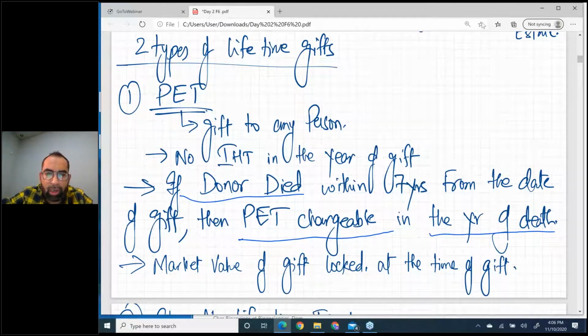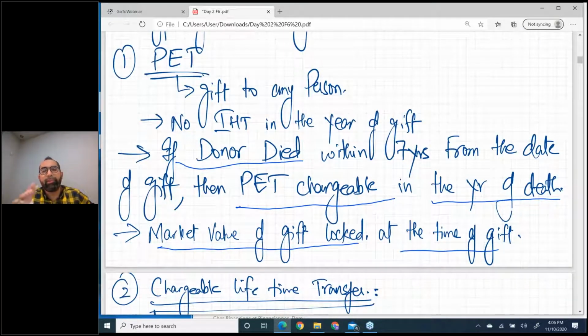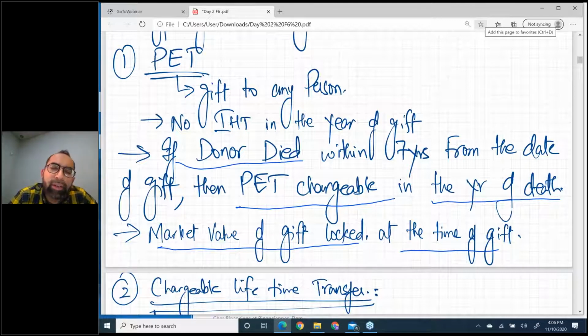Okay. Now, one very important concept: market value of gift. Market value of gift is locked at the time of gift. For example, I have given a property to my son in 15-16, and at the time of giving this gift, the market value of the property is $100,000. Let us say I died after 2 years, so within 7 years I died. So this PAT will be chargeable.